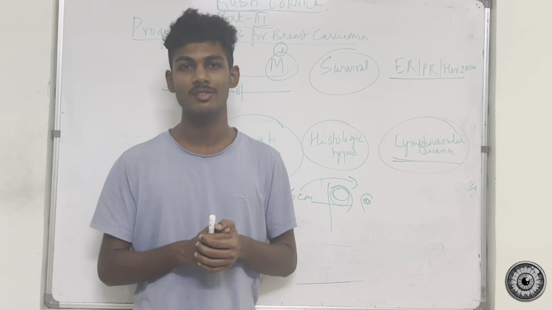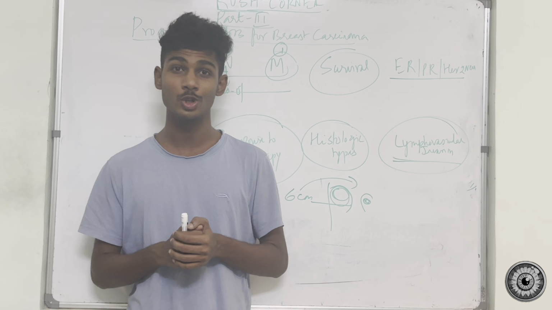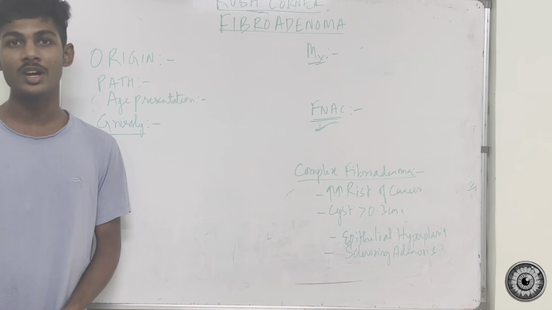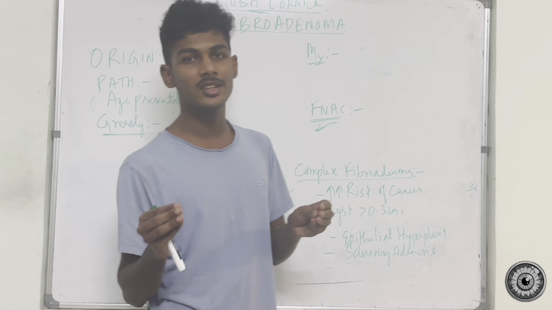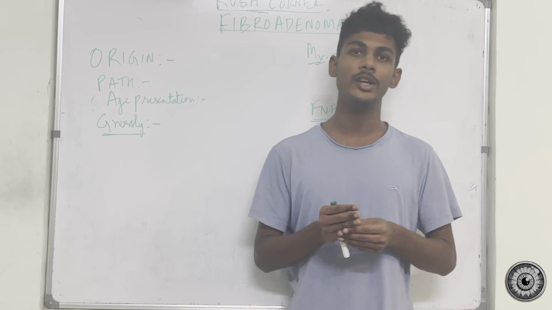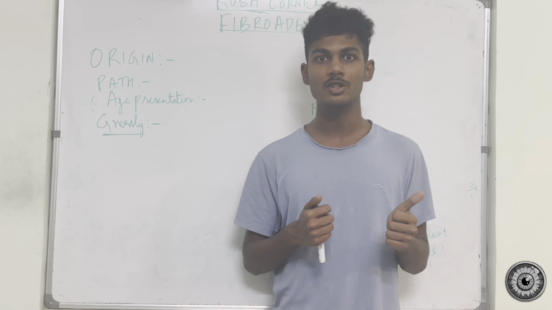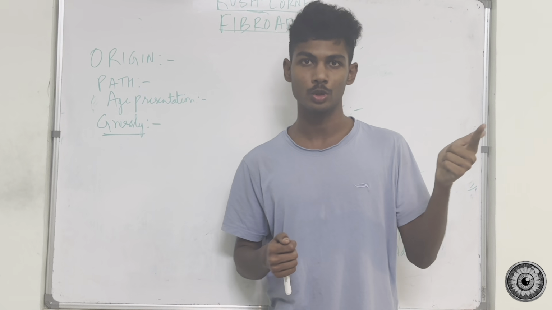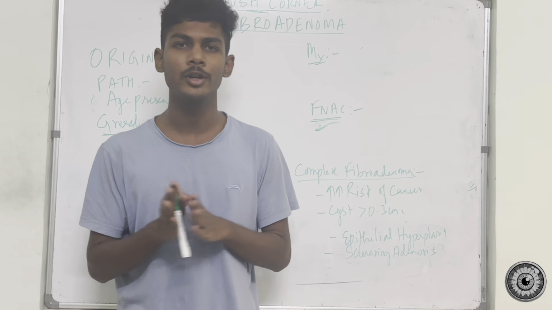Okay, so this completes our discussion on breast cancer. Now let us start with the next topic, benign tumors of the breast. We are going to start with the fibroadenoma of the breast. Fibroadenoma is a benign tumor of the breast. In the introduction video we talked about two tumors arising from the intralobular stroma: one is fibroadenoma, another one is phyllodes tumor. Coming to the fibroadenoma, this is the most common tumor of the breast.